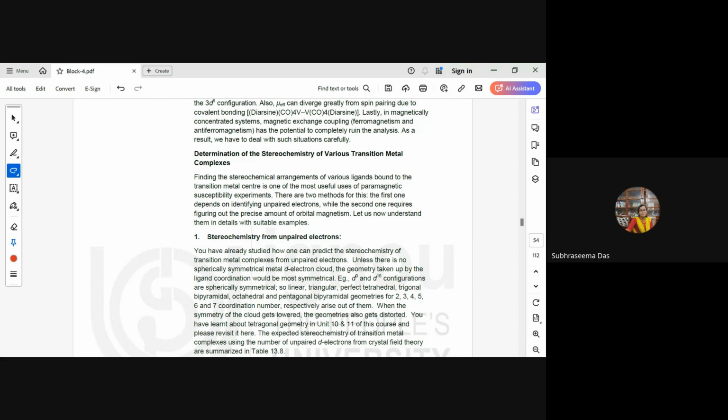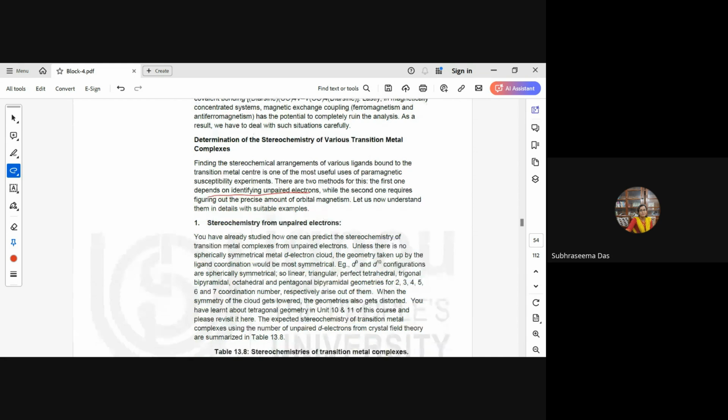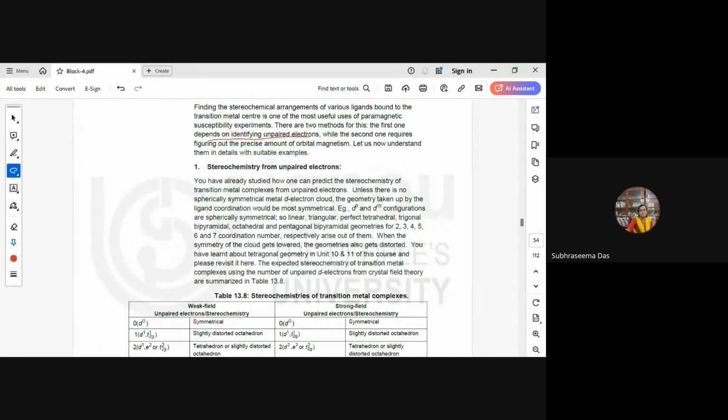The first one depends on identifying the number of unpaired electrons, and the second one requires finding out the exact amount of the mu L, that is, the orbital magnetic moment. So for this, how can we find stereochemistry from unpaired electrons? The first step here is that we need to exactly find out the total number of unpaired electrons.